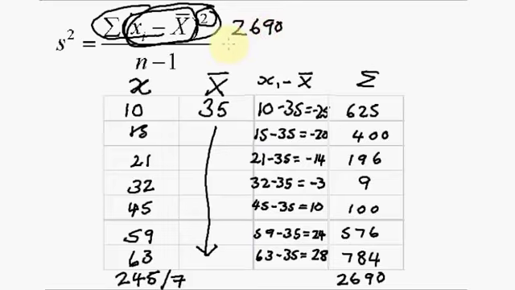The bottom part of the formula tells me I need to divide by n minus 1. Well, n is the number of items in my data set. I have 7. 7 minus 1 is 6. So 2,690 divided by 6 is 448.33, and that just goes on and on and on, 33333.